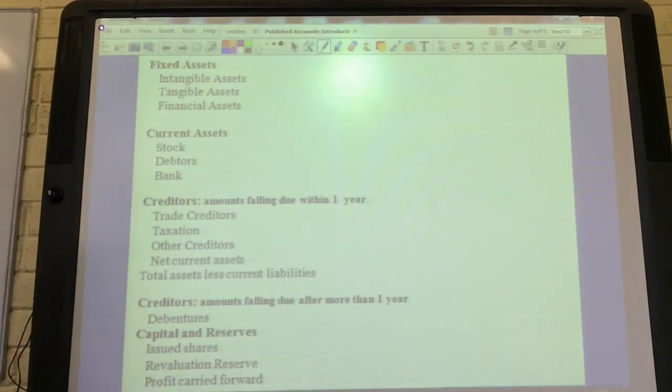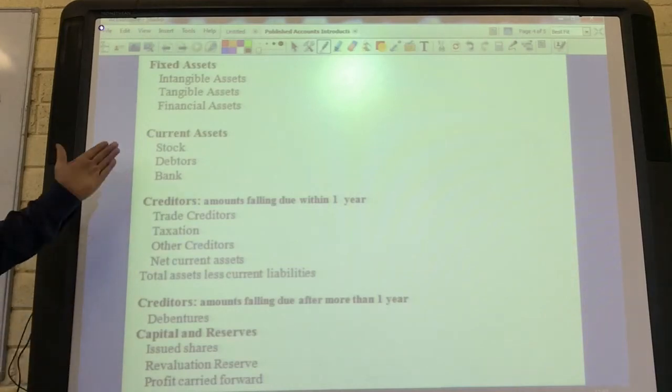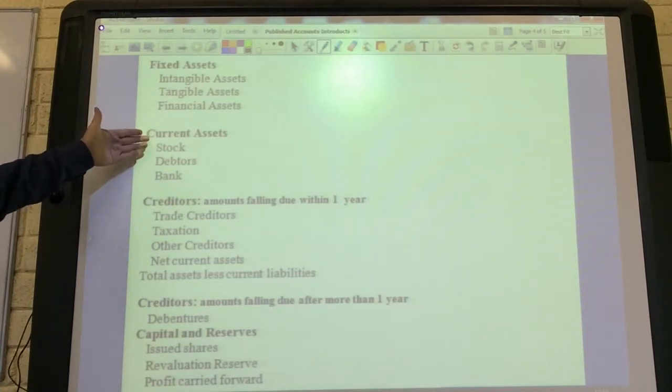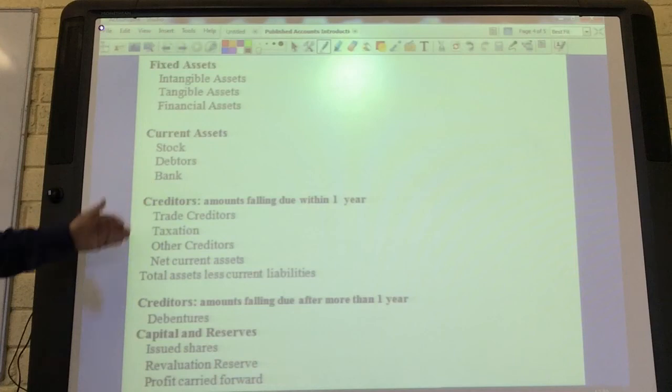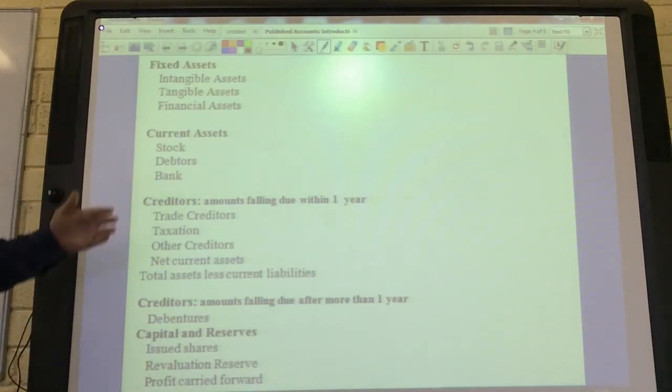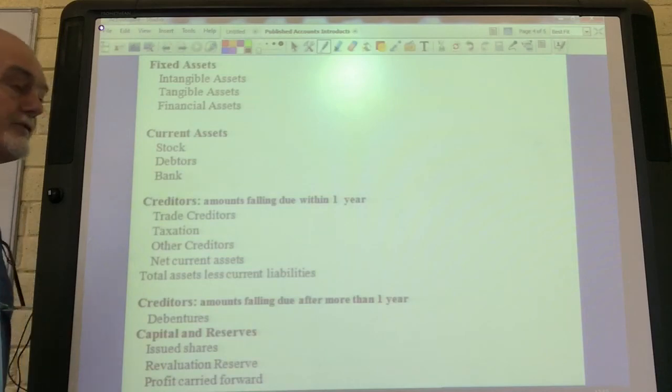We then go on to current assets. They comprise three items only: stock, debtors and bank. All of your current assets must be put into one or other of these three subheadings. Our stock would typically be our trading stock, whether it is finished goods or work in progress or raw materials. You could have stock of stationery and fuel in there also.